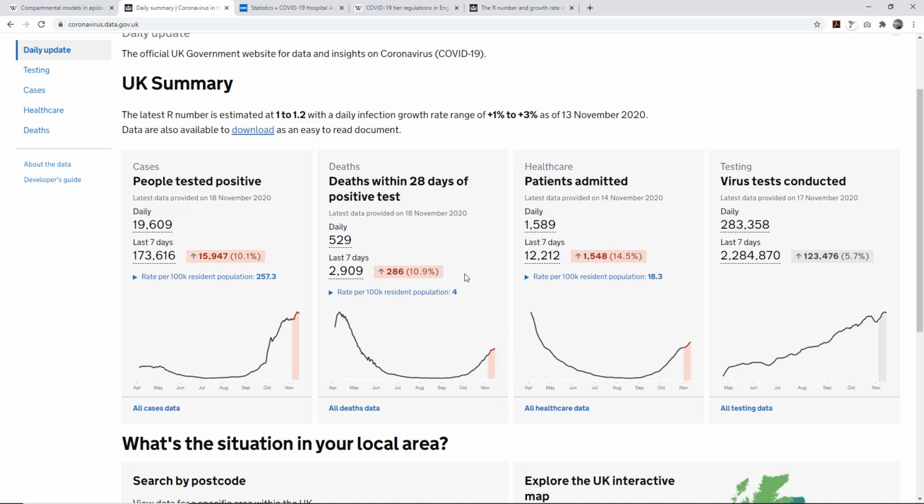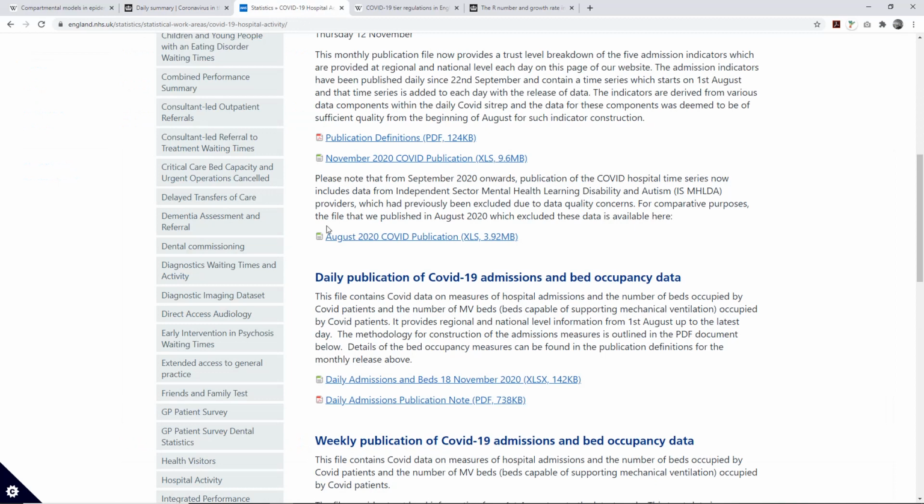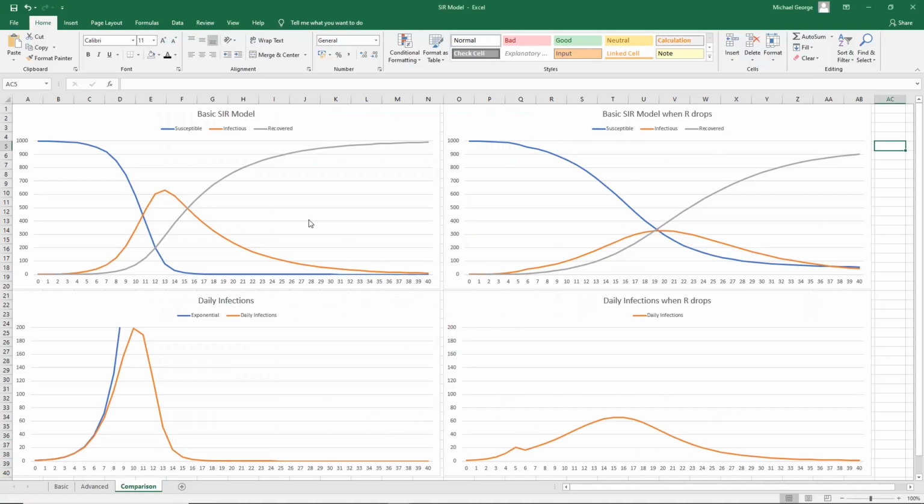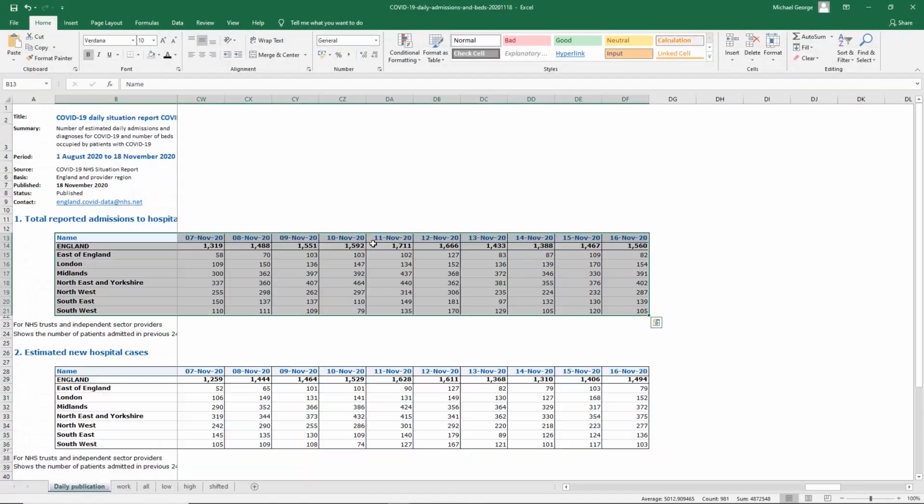But what I'm going to do, I'm going to go to the NHS data because it's more up to date than the government dashboard. It's about 2 days more up to date. So I'm going to take the daily hospital admissions and bed occupancy data. This is something I used in a previous video, and I'm going to quickly walk you through the different regions and how they're looking in comparison to each other and how the tier system seems to have affected things.